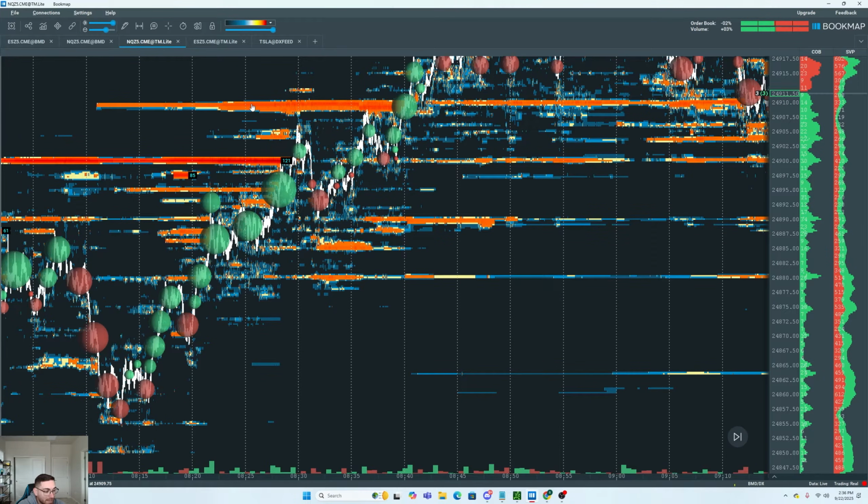And that is exactly what these shaded areas are. They are passive buy orders or they are passive sell orders within the market. Now, why are these used?